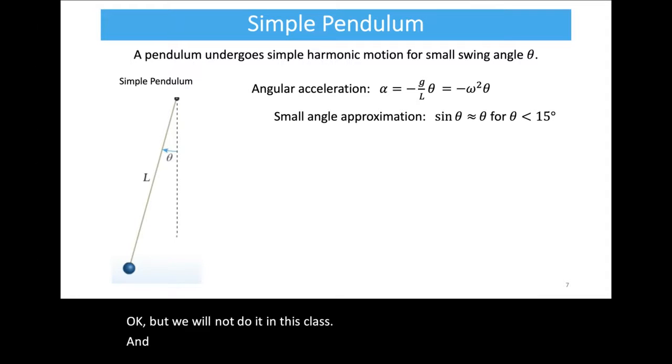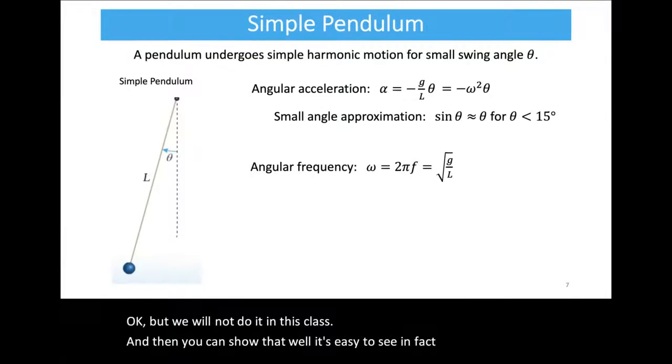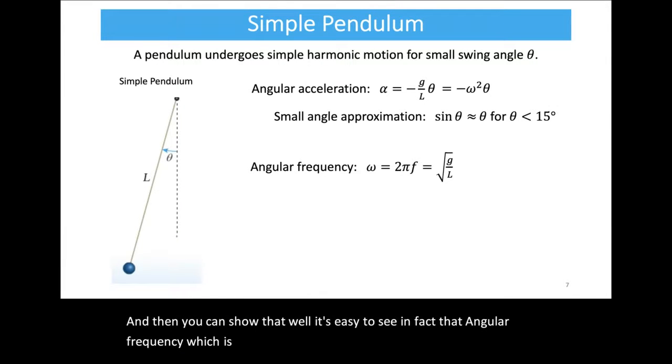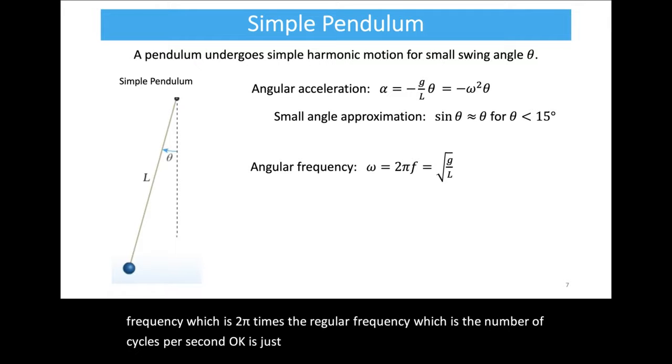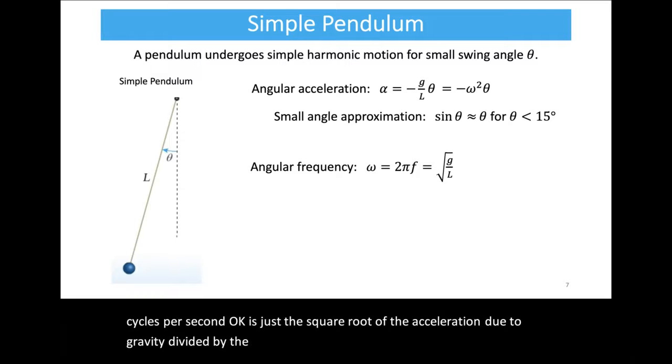And then it's easy to see, in fact, that angular frequency, which is 2 pi times the regular frequency, the number of cycles per second, is just the square root of the acceleration due to gravity divided by the length of the pendulum. Now, two things are really important to notice here.